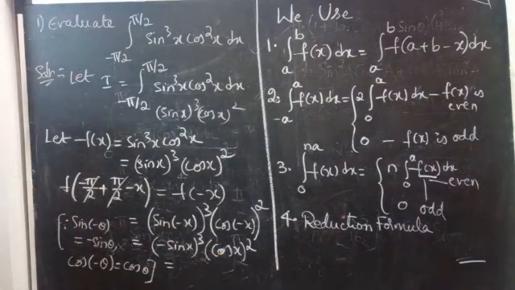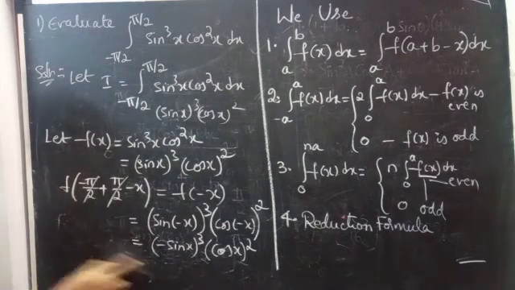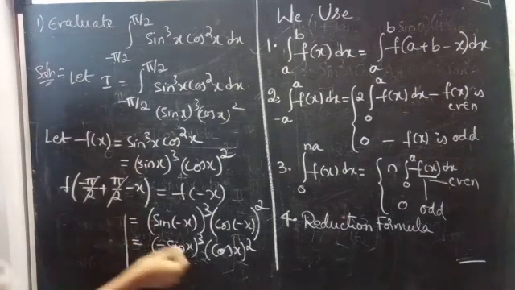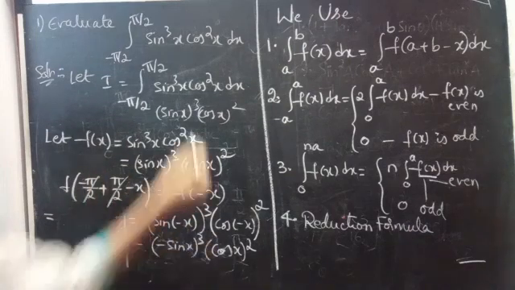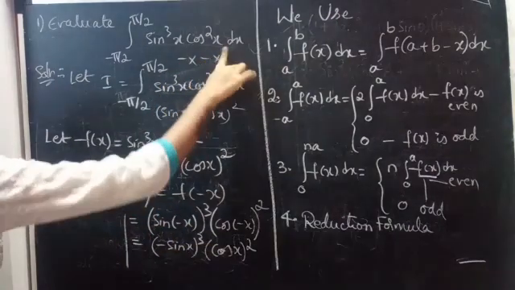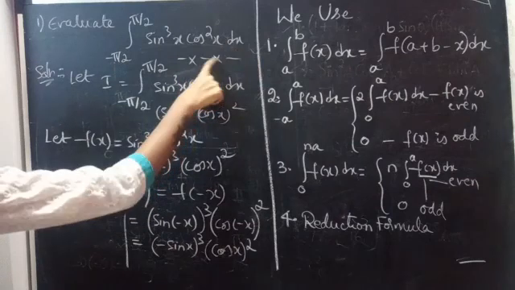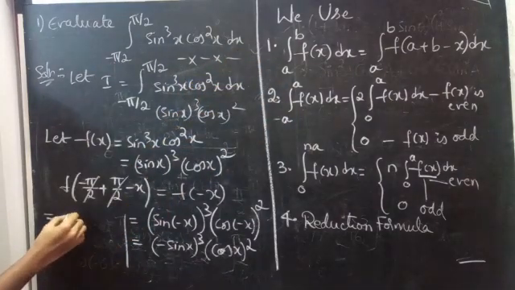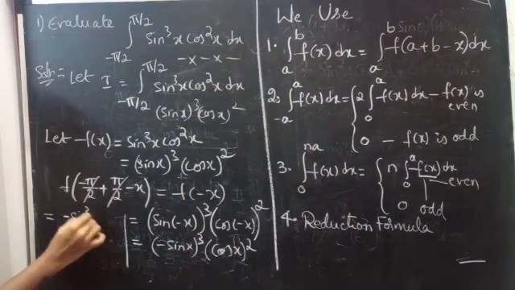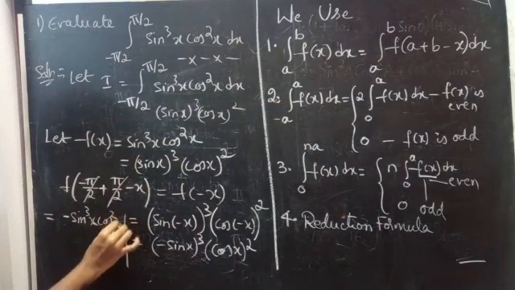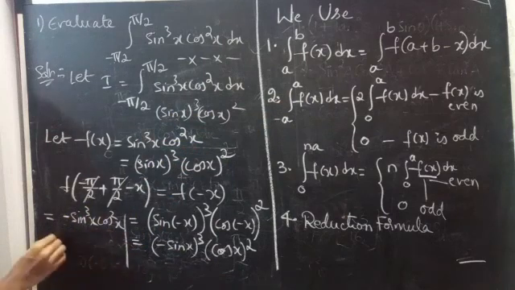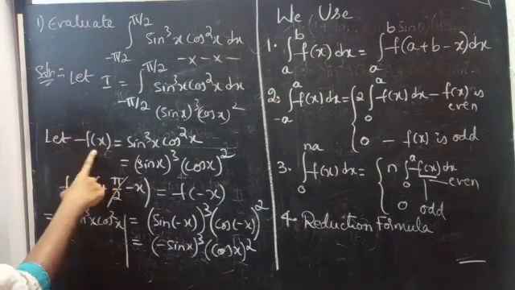So this equals minus whole cube, which will be minus into minus into minus, minus into minus is plus, again plus into minus is minus. So we get minus sin cube x into cos square x, which is minus f of x.